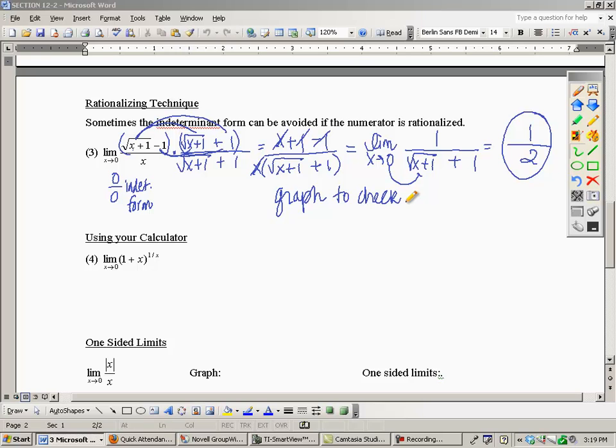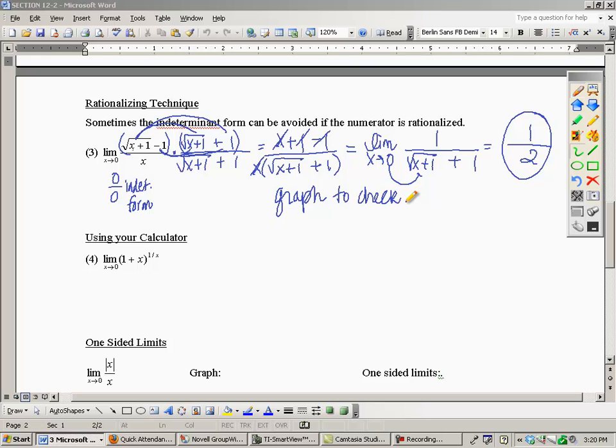Okay? But this is the idea. If you plug it in and you've got these square roots, you're going to have to rationalize the numerator this time in order to make it work. Now, next one talks about using your calculator.